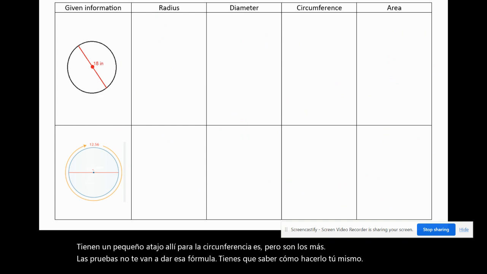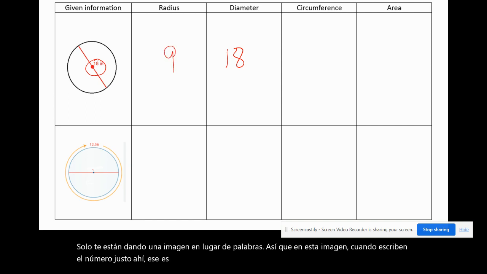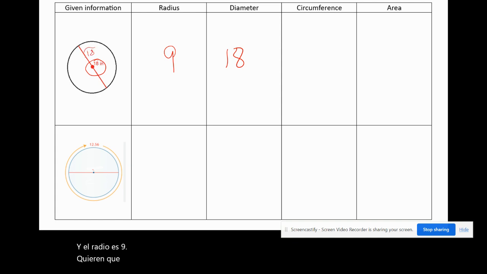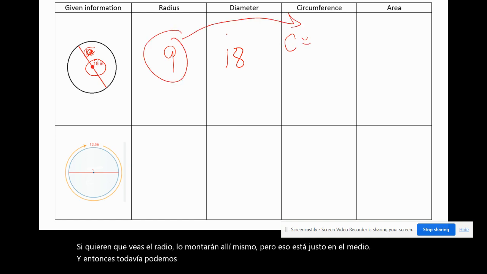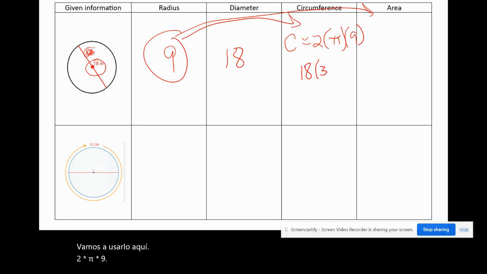Okay, so these problems are just giving you a picture instead of words. So in this picture, when they write the number right there, that's the diameter. That means the diameter is 18 and the radius is 9. If they want you to see the radius, they would write it right there, but that's right in the middle. And then we can still do our same thing. There's our radius. We're going to use it here. We're going to use it here. 2 times pi times 9, which is 18 times 3.14. And you can use a calculator to find that answer.